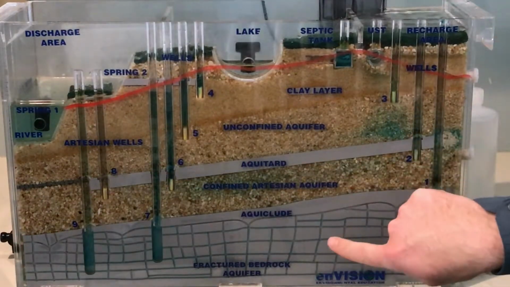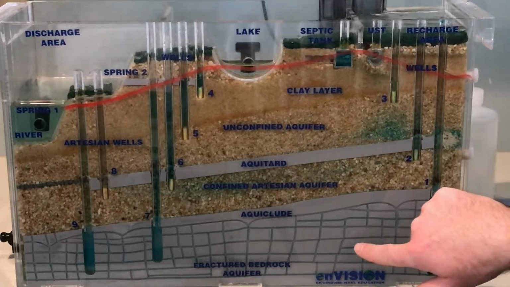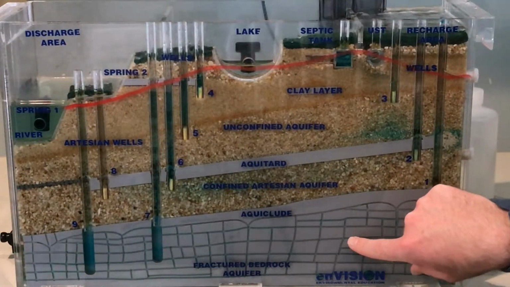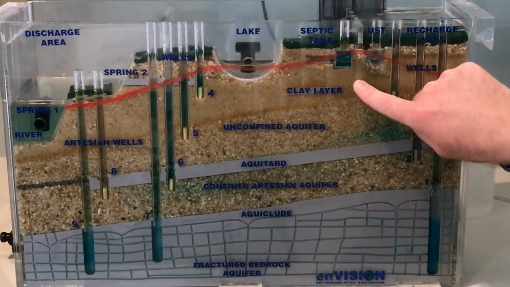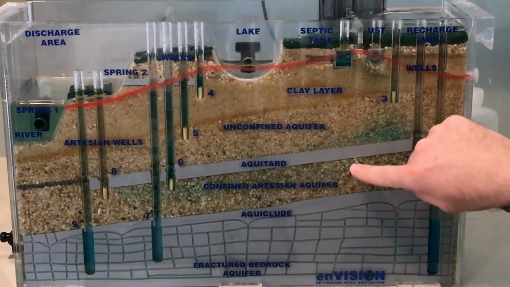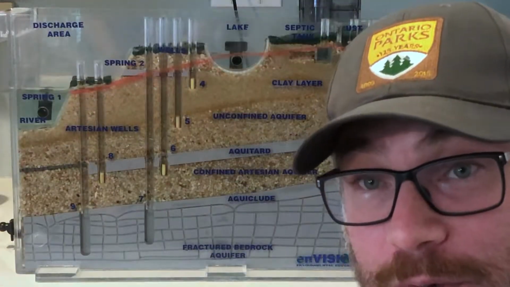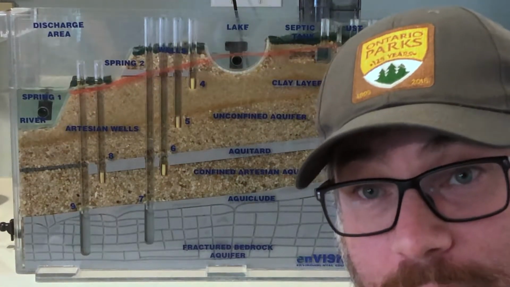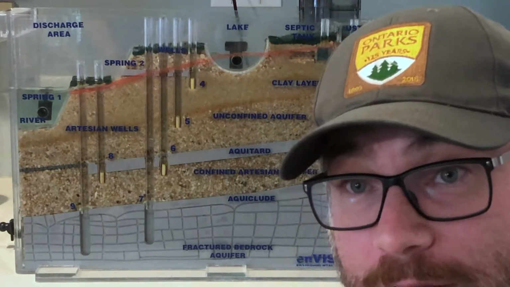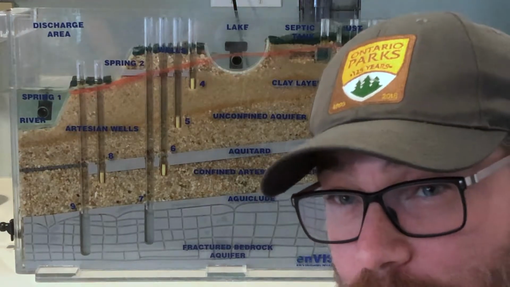So the size of the material is really important for how quickly the water flows. And fractured bedrock is the fastest, fine sand is the slowest, and then these cobble and gravel and coarse sand, they're in the middle. All right, so we've cleaned up the flow model, we've flushed it out. It's nice and clean now. We're going to show you one more thing with this flow model.